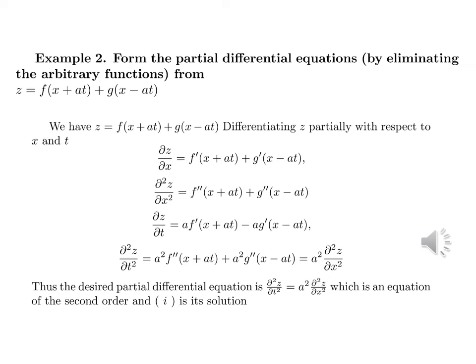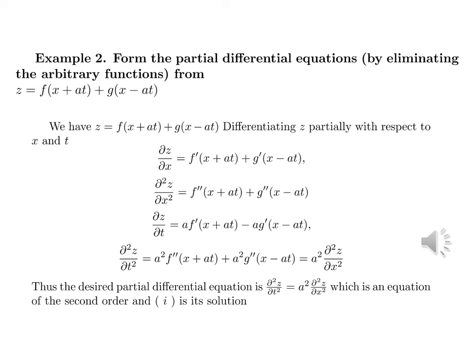When you differentiate partially with respect to x, you get f dash of x plus at plus g dash of x minus at. Then you differentiate that again, and you get ∂²z/∂x² equal to f double dash of x plus at plus g double dash of x minus at. Now when you differentiate partially with respect to t, you get a into f dash of x plus at minus a into g dash of x minus at.